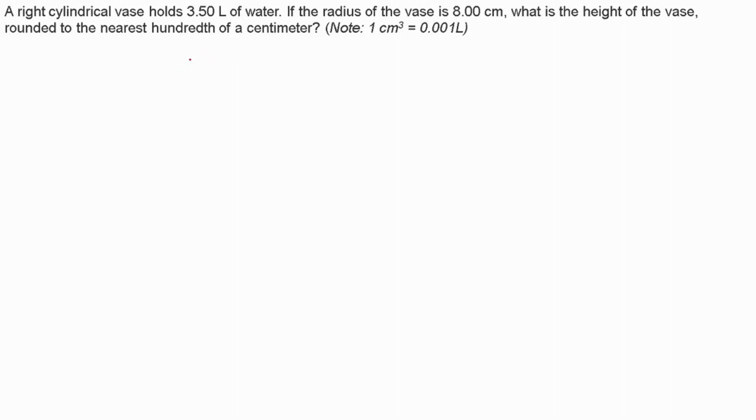Well, we could say 3.5 divided by this number right here, 0.001. We do 3.5 divided by 0.001. That's going to give me 3,500 centimeters cubed. And that is the volume. This is our volume. So we're starting out with our volume.